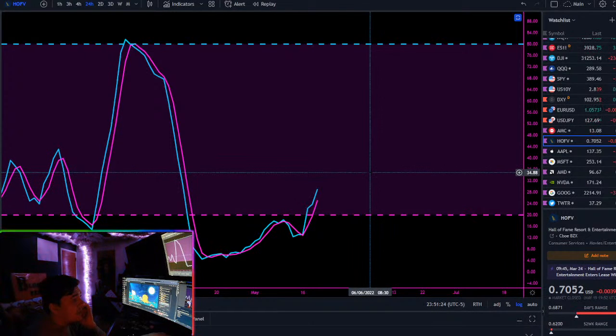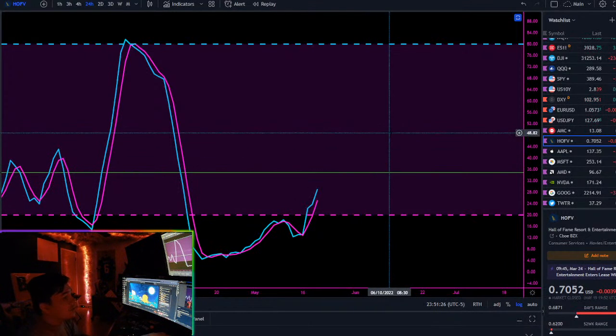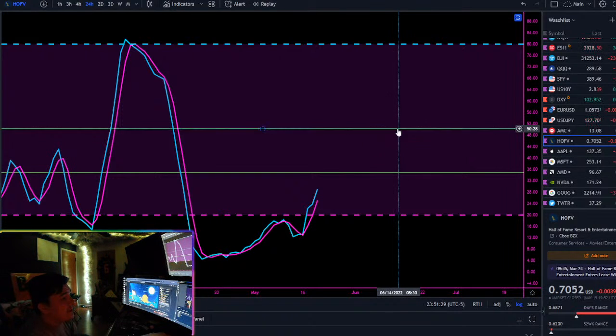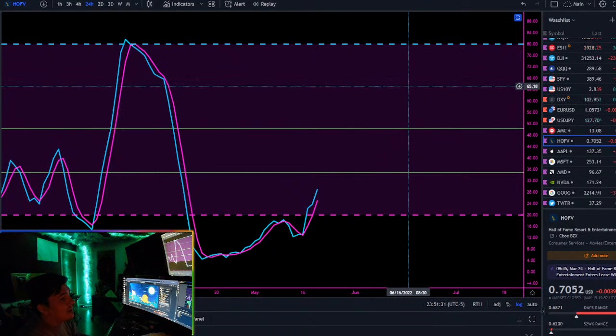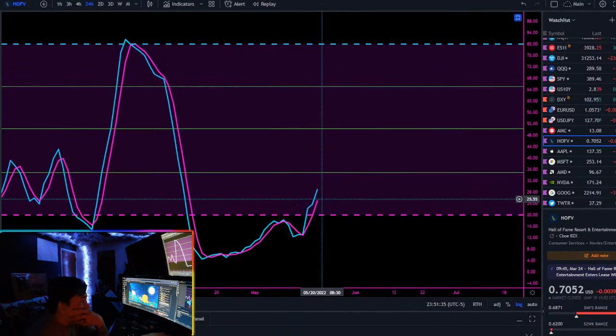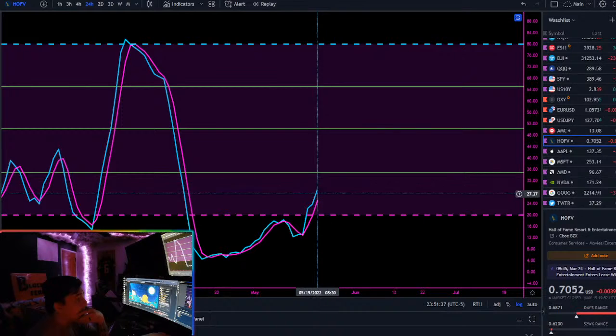I'm going to mark off the critical zones, the critical territories here for stochastics on the Hall of Fame. Boom. It doesn't have to be perfect. 35, 50, and 65 here is what I'm going to be looking at. Yeah, deeper into the bearish control zone, moving towards the top.